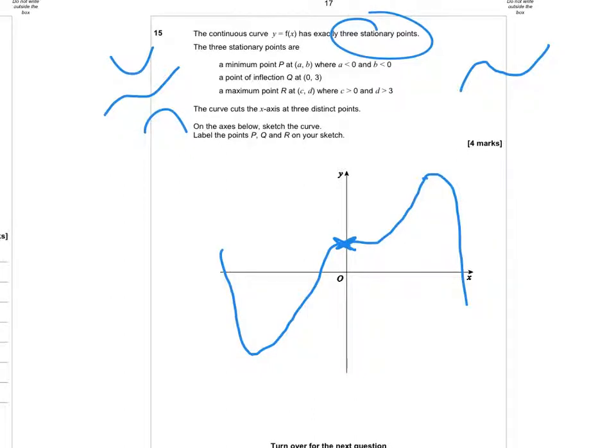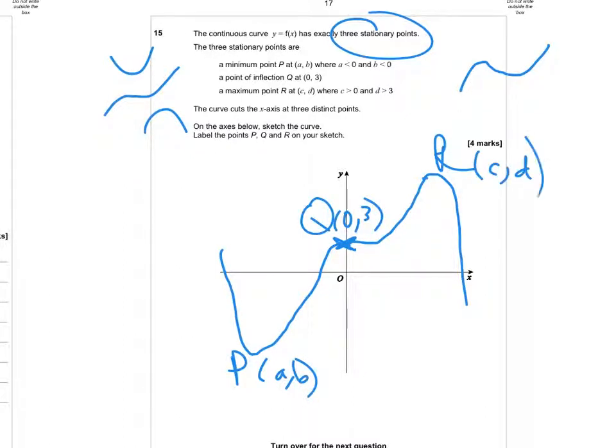Oh, and I should label my points. That's P, Q, and R. A, B, 0, 3, C, D.